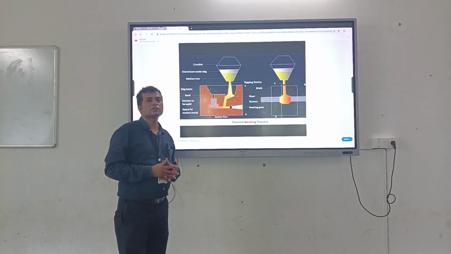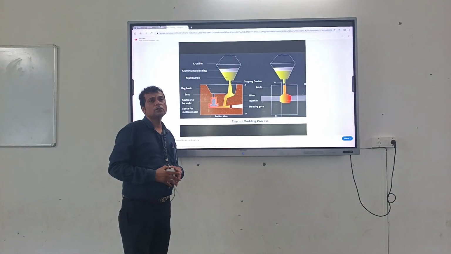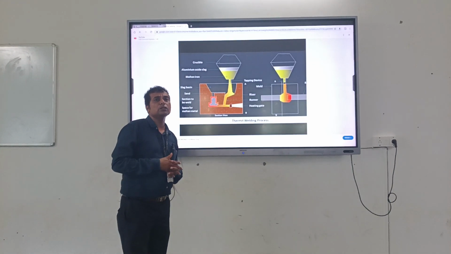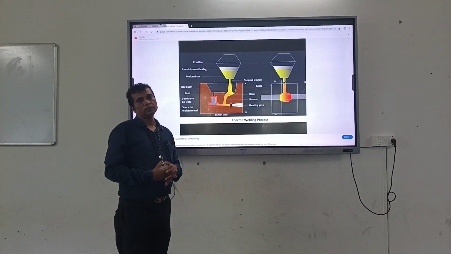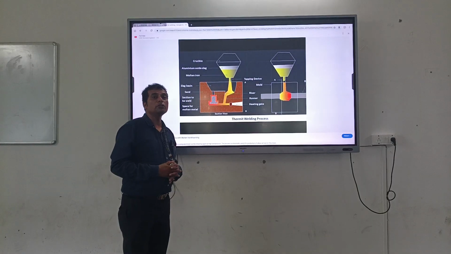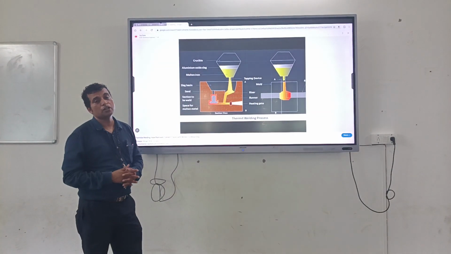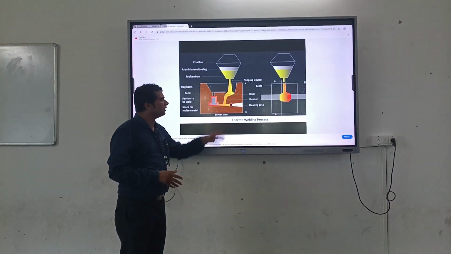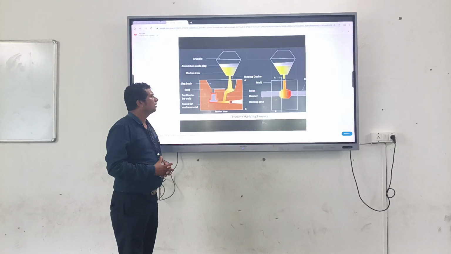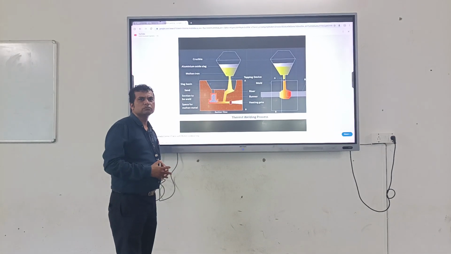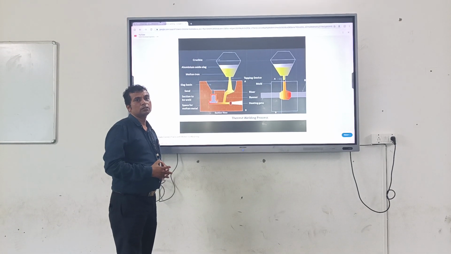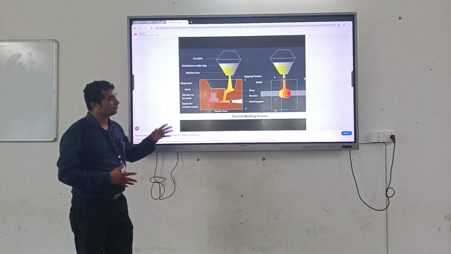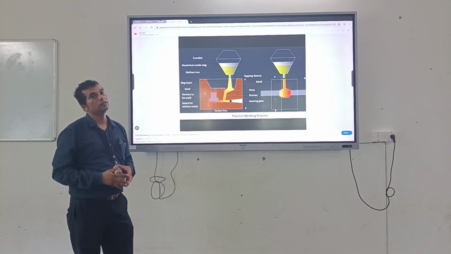It's a very simple process. Without any electricity, we can use it, we can transfer it to any location without any electricity. This is the best advantage of thermit welding. More equipment is required, so considering the cost of equipment is the limitation of this thermit welding process.